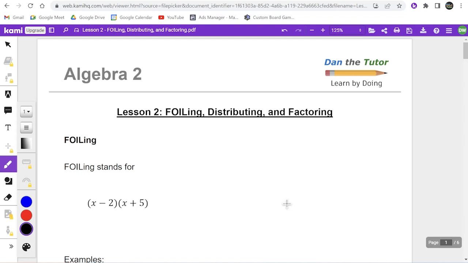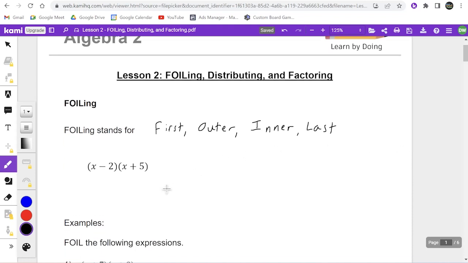So first let's start with foiling. Foiling is just an acronym that stands for first, outer, inner, and last. And it describes the way you multiply these things together. Like for instance, when you have x minus 2 times x plus 5, this is the order we're going to follow. First, you multiply the first terms together, so x times x.